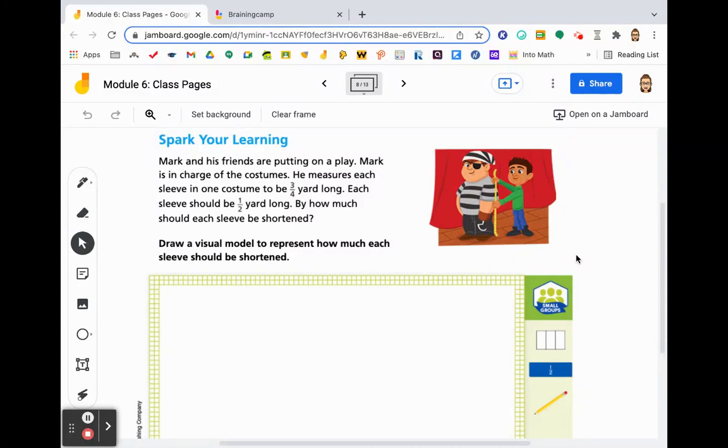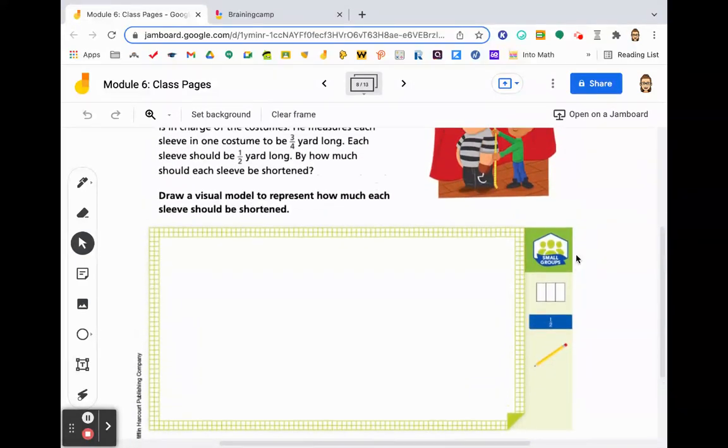It says, Mark and his friends are putting on a play. Mark is in charge of the costumes. He measures each sleeve in one costume to be 3/4 yard long. Each sleeve should be 1/2 yard long. How much should each sleeve be shortened? So we're going to draw a visual model to represent how much each sleeve should be shortened.